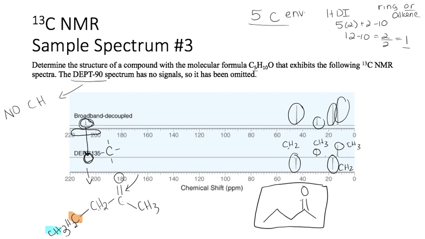So this concludes how to do carbon NMR. A little easier than proton NMR because you have less to actually inspect, but still interesting to put those pieces together.